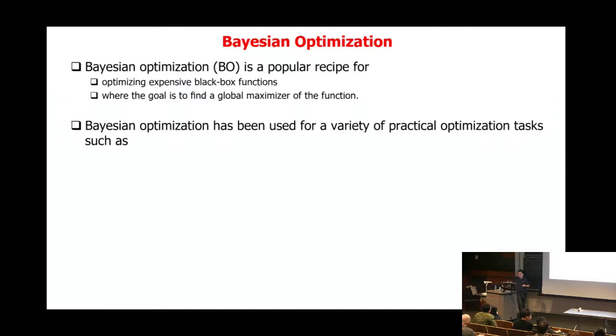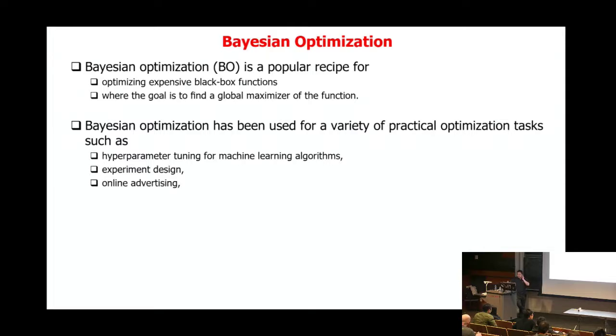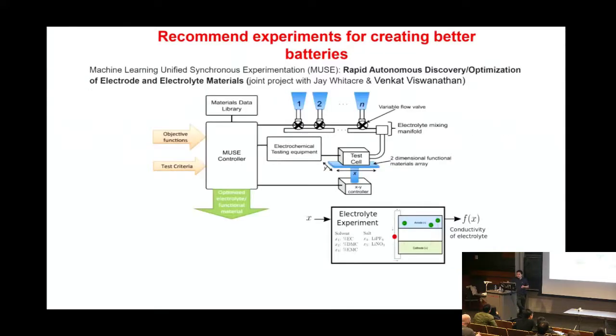All right? This Bayesian optimization that I will discuss with you has been used for hyperparameter tuning for several machine learning algorithms, and scientific experiment design that we are going to discuss. It was used for online advertising, discovering new scientific laws, and so on. Here is one specific problem that we are working on.